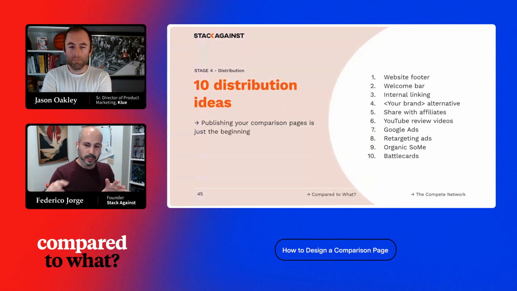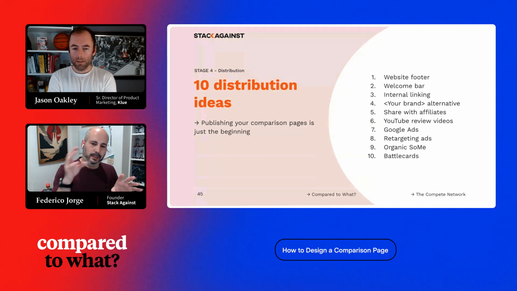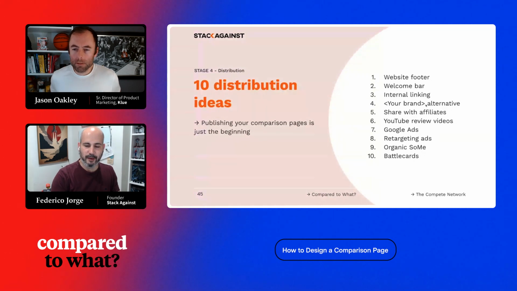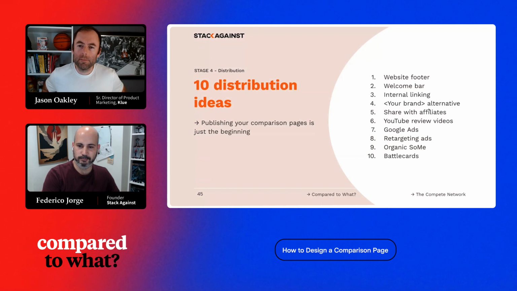And that way, again, you're building that cluster topic, right? You're linking to Cloudways alternatives, and then from that page, you're linking to each specific comparison page. And then from the specific comparison pages, you can link back to this main comparison hub and just build that internal linking structure.